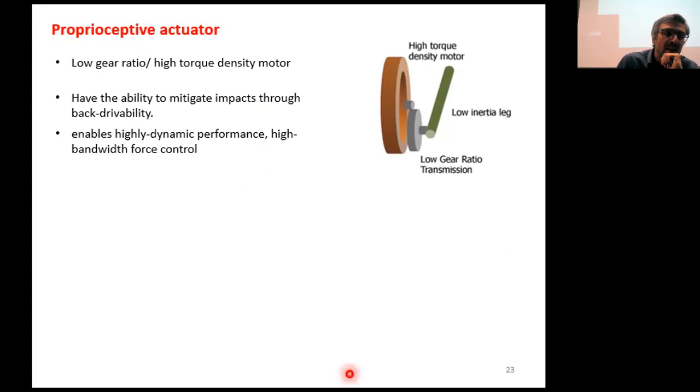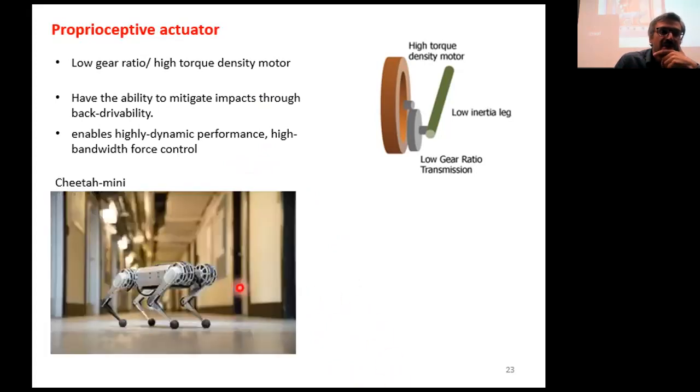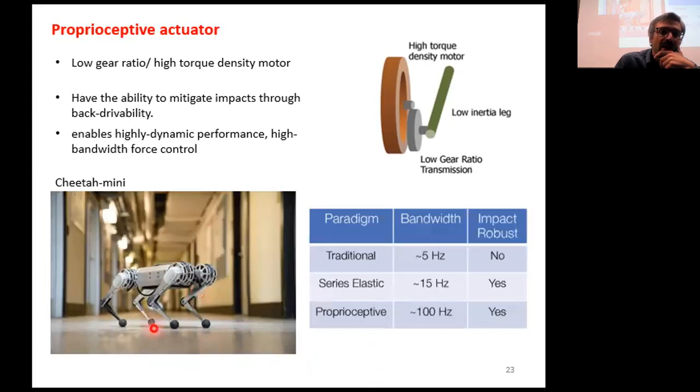And they still have very high dynamic performance because they don't have any spring in the middle. So the motor torque is completely affecting the load and accelerating the load without any compliance in the middle. So you can achieve high bandwidth control, and these are the actuators that are used in the Cheetah Mini robot. I don't know if you ever saw this quadruped. It's doing quite fast motion, running and jumping.